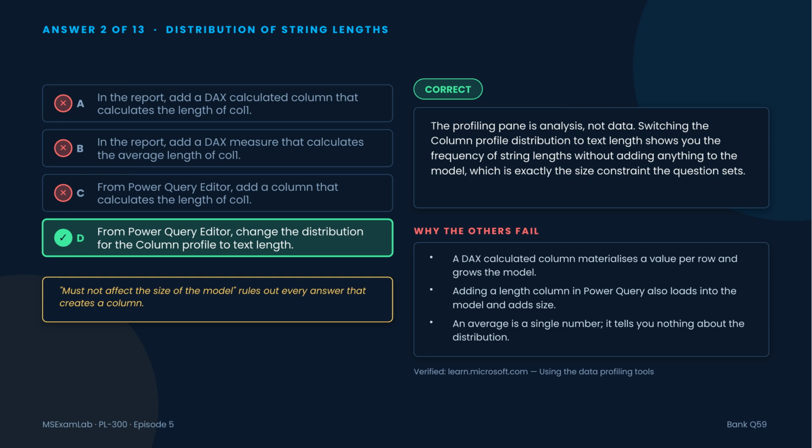Now, why the others fail? A DAX calculated column materializes a value per row and grows the model. Adding a length column in Power Query also loads into the model and adds size. An average is a single number. It tells you nothing about the distribution. One more thing, must not affect the size of the model rules out every answer that creates a column. Verified against Learn Microsoft.com using the data profiling tools.